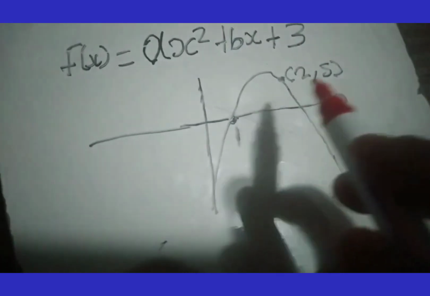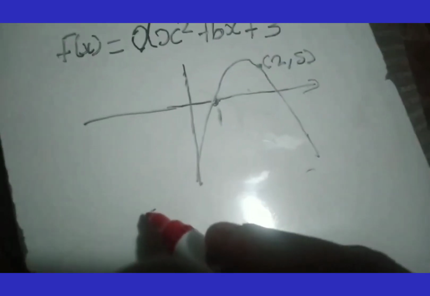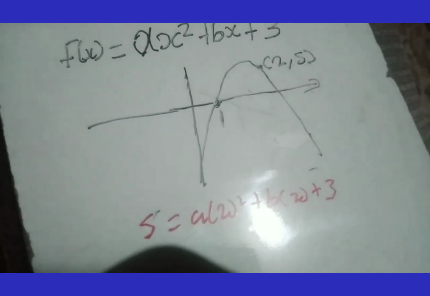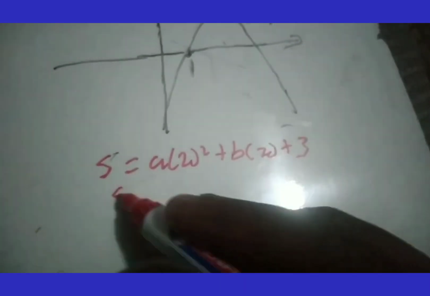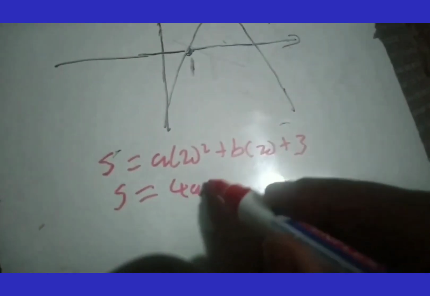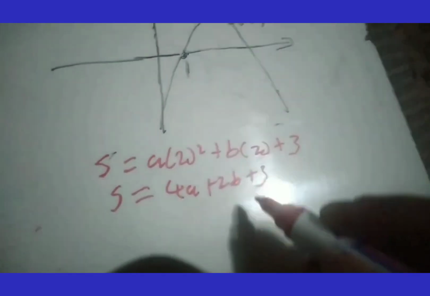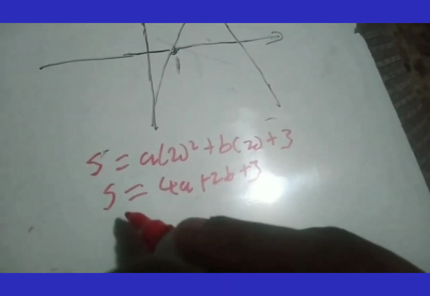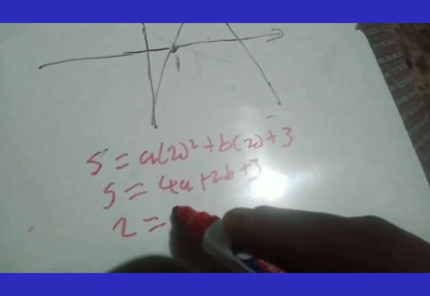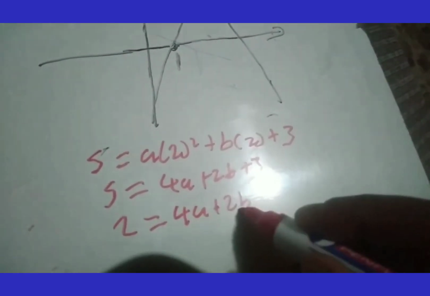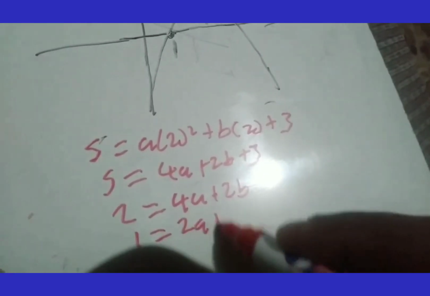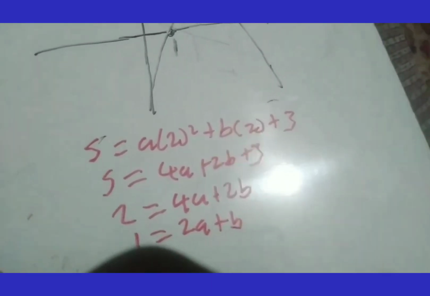What am I talking about? For instance, let's substitute the first one. So if you substitute the first one, it's going to be 5 is equals to A into 2 squared plus B into 2 plus 3. And let's just simplify this equation. So this will in turn give you 4A plus 2B plus 3. And if we take this to the other side, we're going to have 5 minus 3, which is 2. So 2 is equals to 4A plus 2B. And if we divide everything by 2, we're going to get 1 is equals to 2A plus B. So we've simplified this equation.